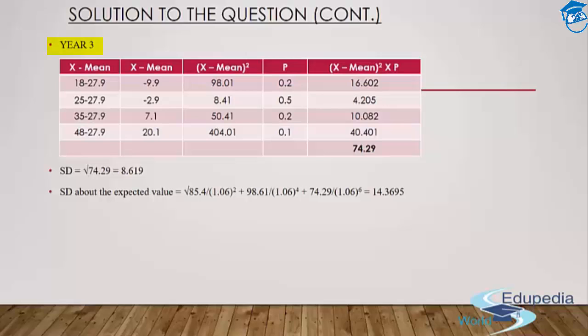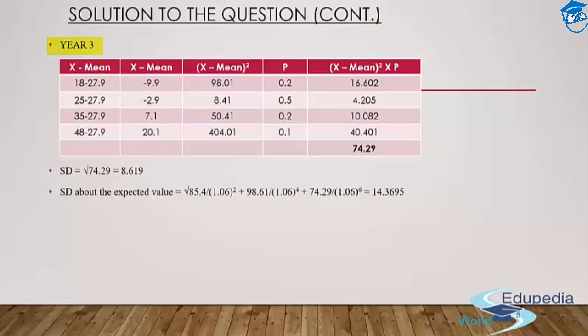Then comes the second year, which was 98.61, and then comes the third year, 74.29. And all we need to do is just divide them with their respective year's figures, which is 1.06, which is the risk-free interest rate, to the power 2, to the power 4, and to the power 6. Keeping in mind we are finding out standard deviation, okay, which turns out to be the doubling effect, and it comes out to be 14.3695. So are you guys clear with this particular question? And that's how you need to solve in that particular case of possible deviations as well.